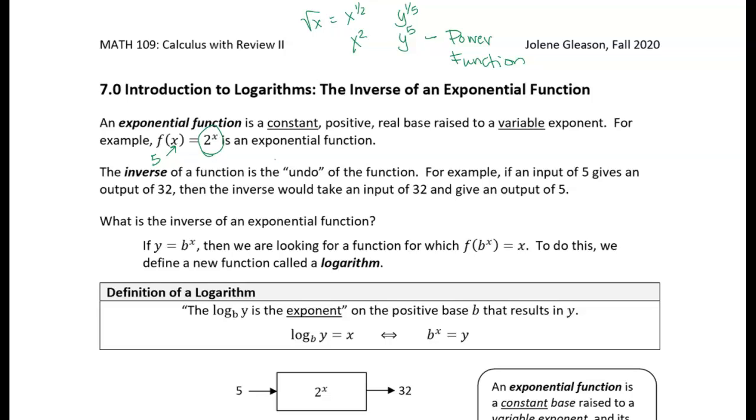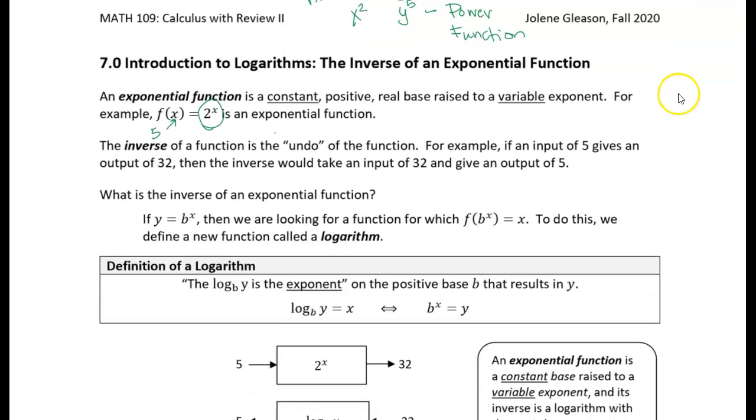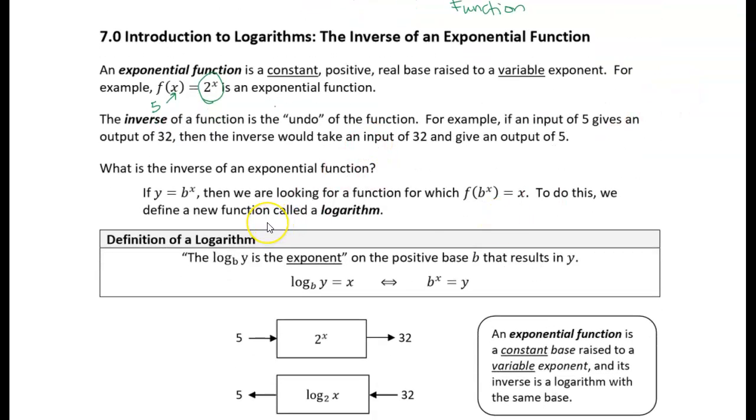Well, we need to define a new function called a logarithm. A logarithm is what gives you the exponent. It gives you the exponent that you would have had to raise the base to in order to get the value that you're taking the log of. So the definition of a logarithm: if we have a log with a base of b of y, it's the exponent on the base b that gives you y.